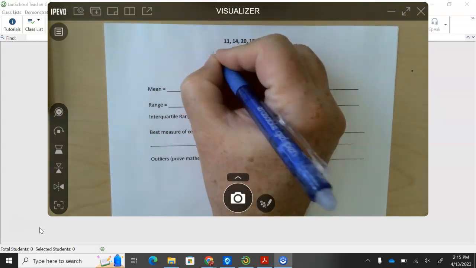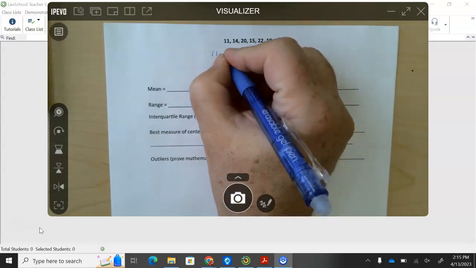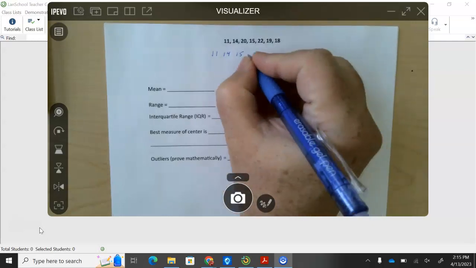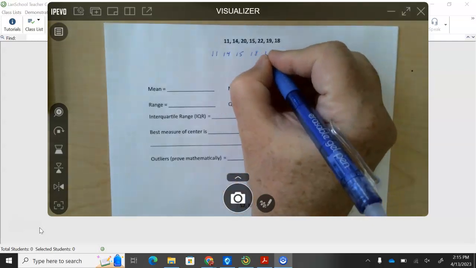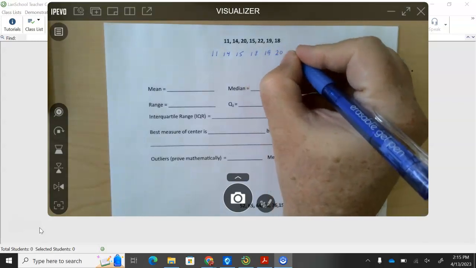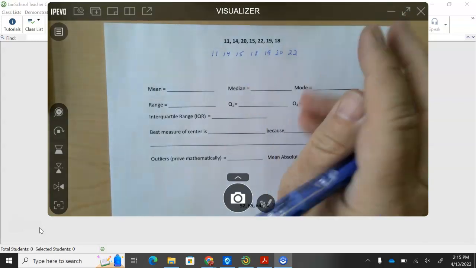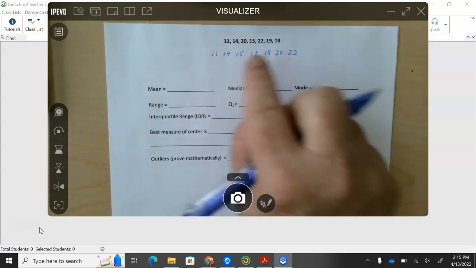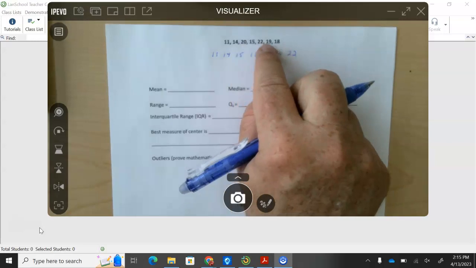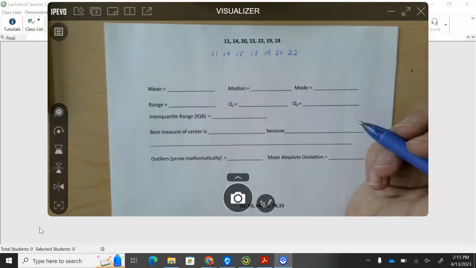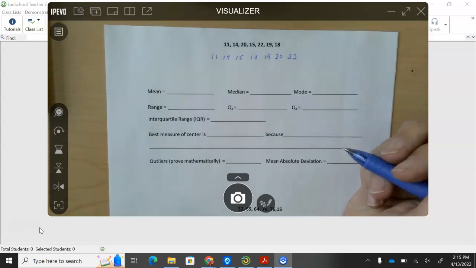So your lowest is an 11, and a 14, 15, 18, 19, 20, 22. The other thing that's really important is to make sure that you have all of your numbers accounted for. 1, 2, 3, 4, 5, 6, 7. Since we have them all, we're ready to move on.